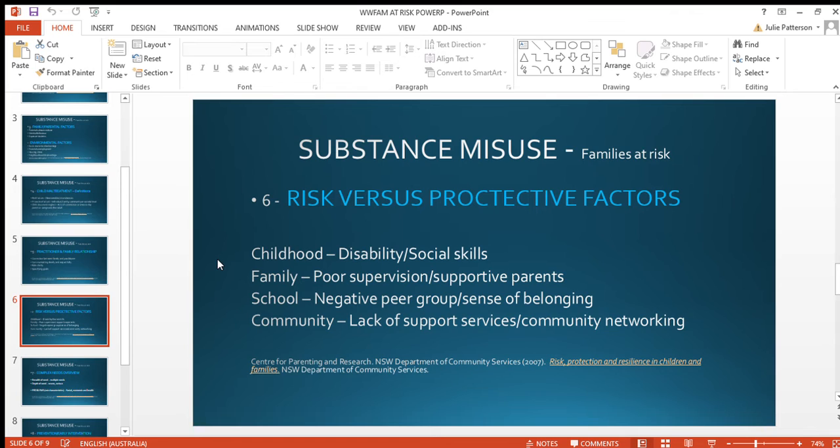Risk factors in family would be poor supervision, for example, and its protective factor might be supportive parents or a caring adult. A risk factor in schools may be a negative peer group, and the factor protecting against this would have the child or the youth feeling a sense of belonging in a positive way. Risks in the context of community may be where an individual is experiencing a lack of support, and its protective factor would be having them involved in community networking of some kind. So protective factors could be viewed also as preventative intervention when applied to the issue of substance misuse.